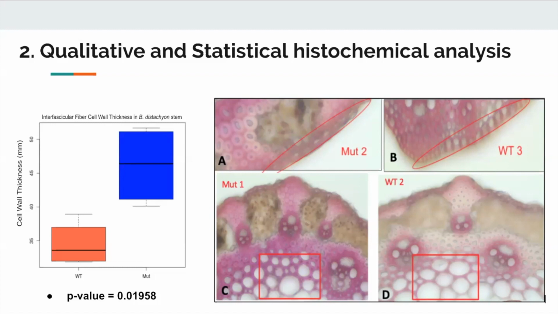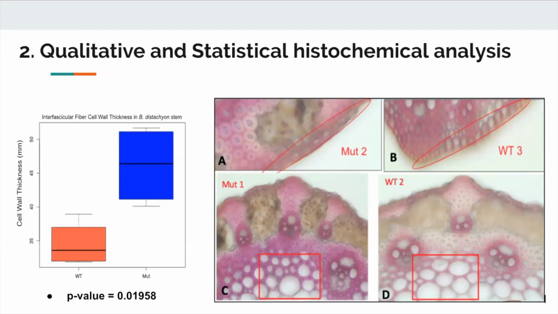After determining likely function in different cells of our plants, we chose to compare epidermis cells, figures A and B, and interfascicular fibers, also known as IF cells, shown in figures C and D. The IF cells of the mutant appeared to have thicker cell walls and darker staining compared to the wild type. The epidermis cells of the mutant appeared to have thicker cell walls as well, but the same staining compared to the wild type.